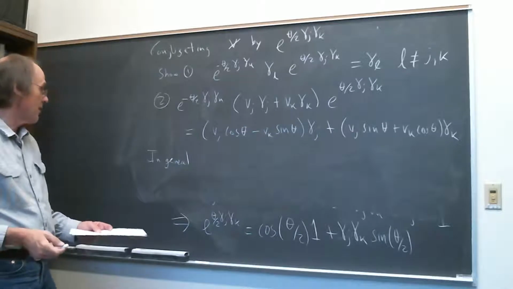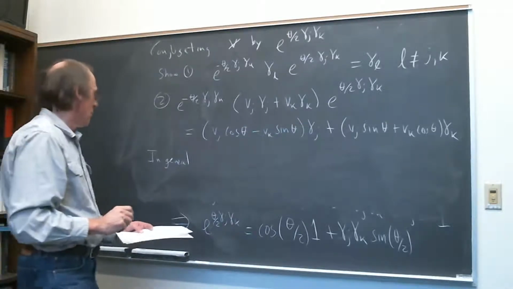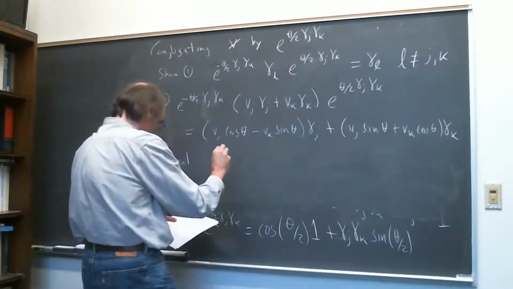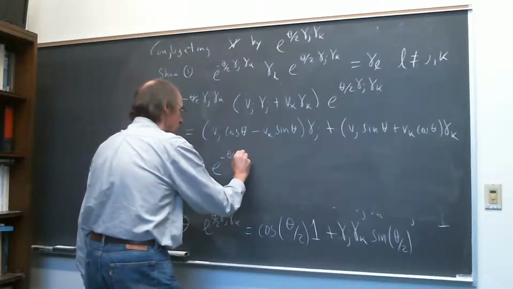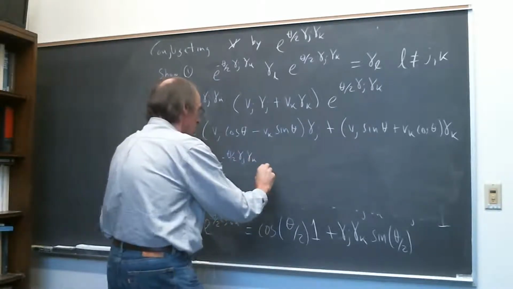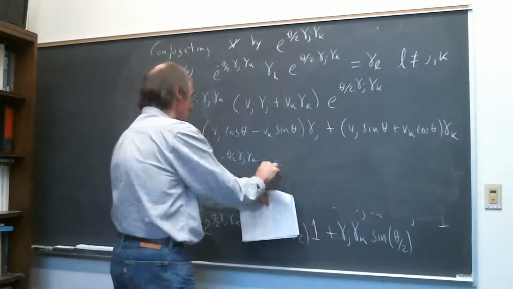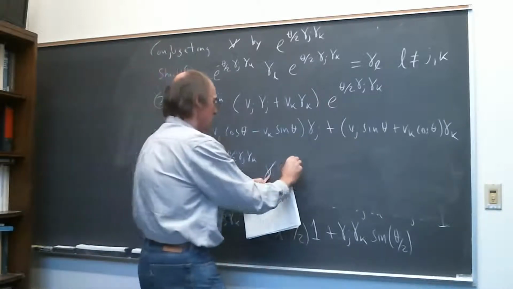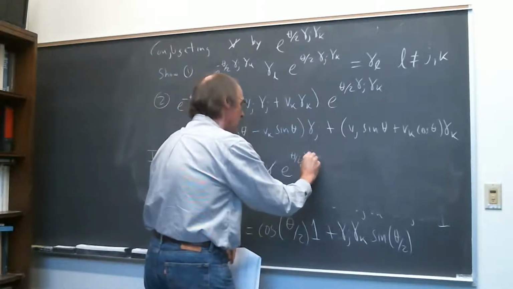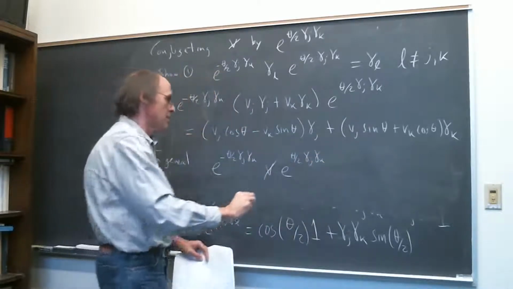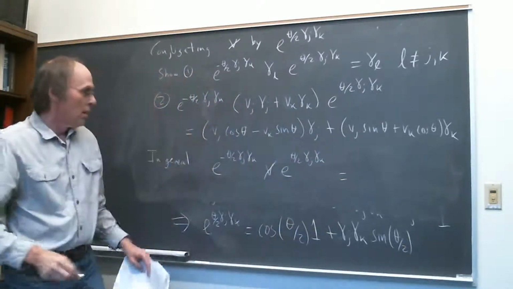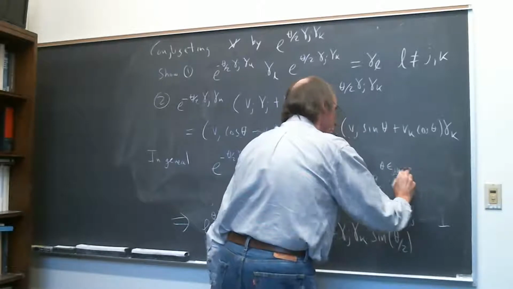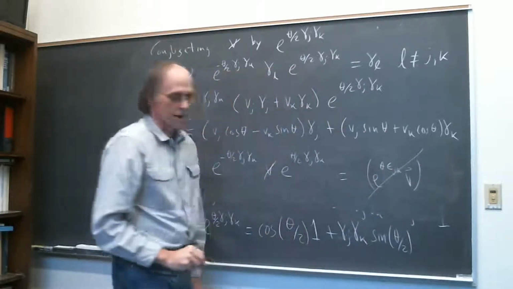So what happens if I take e to the minus theta over 2 gamma j gamma k, and then conjugate an arbitrary vector? What I'm going to get is the same thing I would get if I rotated the vector, and then I took the Dirac slash of it.